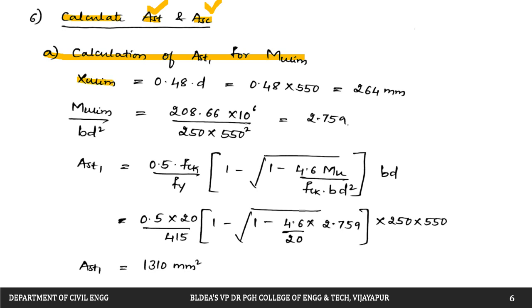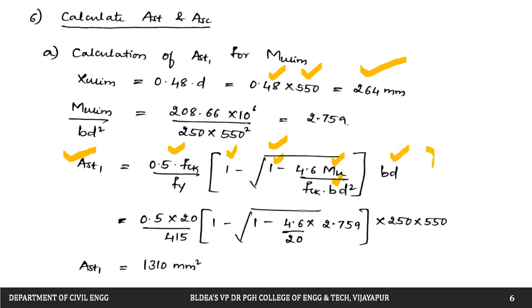So XU max by D is equal to 0.48. If you bring this D here, that is 0.48 multiplied by 550, we will get the answer as 264 mm. Next, we have already seen how to calculate the area of steel. The formula is AST is equal to 0.5 into FCK divided by FY into 1 minus square root of 1 minus 4.6 into Mu divided by FCK BD square, multiplied by B into D. This formula is very important. We have to remember this formula.